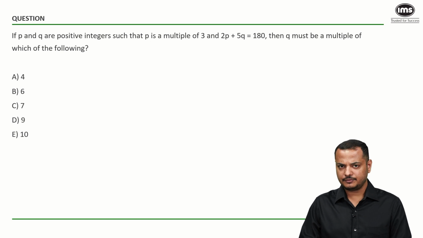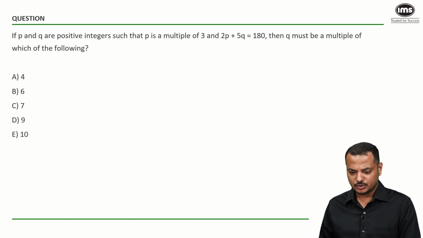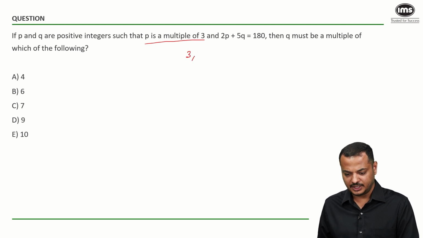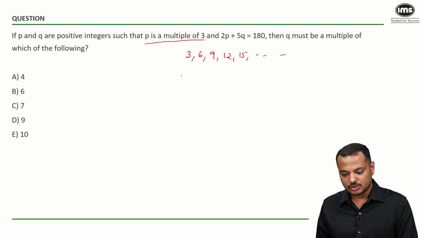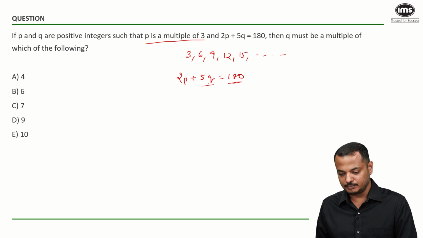Now let's look at another way of solving this problem. So it is given to us that P is a multiple of 3. So the possible values of P are 3, 6, 9, 12, 15, etc. So P can be any of these, right? And it is also given to us that 2P plus 5Q is going to be 180. Now notice here that 180 is a number that ends with 0, and 5Q, because Q is an integer, we know that 5 times Q will be a number that ends with either a 5 or a 0, right? Now can 5Q end with 5 here?